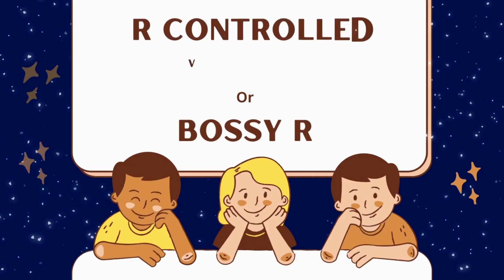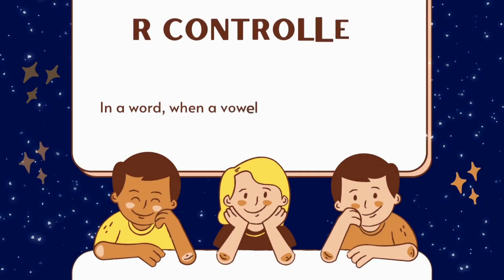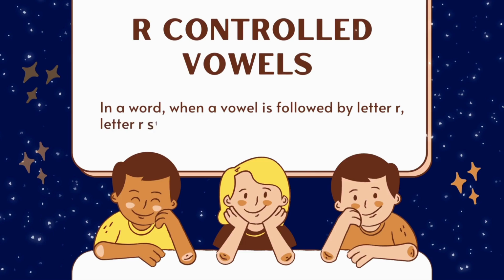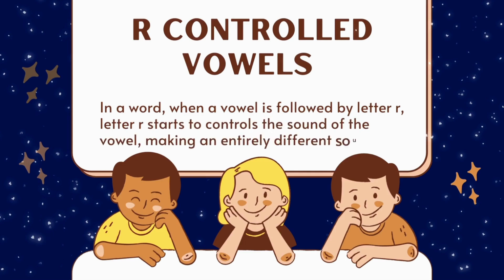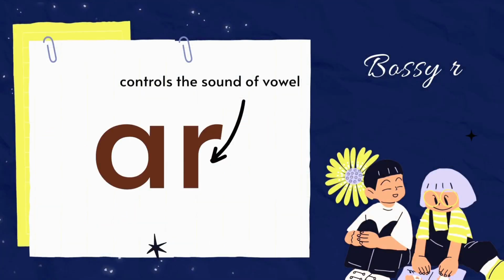Now there are other vowel patterns that create different vowel sounds, and one of them is called R controlled vowels or bossy R sounds. This pattern occurs when a vowel is followed by letter R in a word. The sound of letter R starts to control or boss the sound of the vowel, creating an entirely different sound. So let's understand with a few examples. For example, if a vowel A is followed by letter R in a word, the sound it makes is ar.